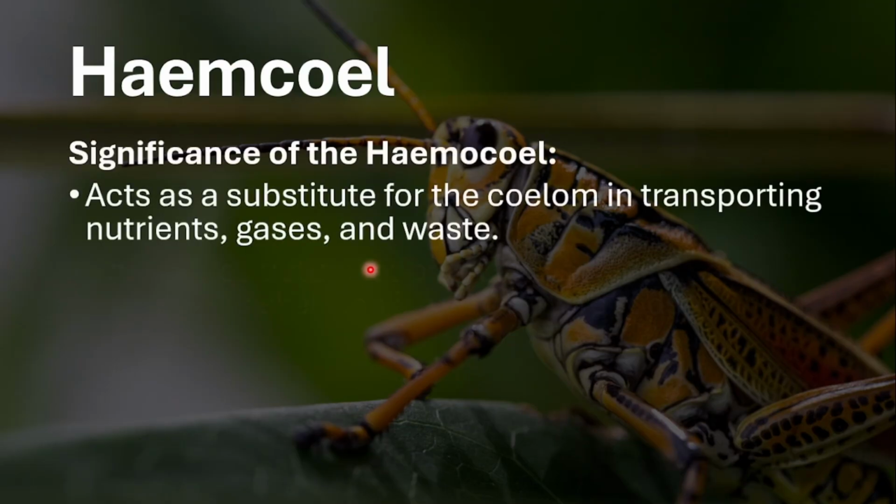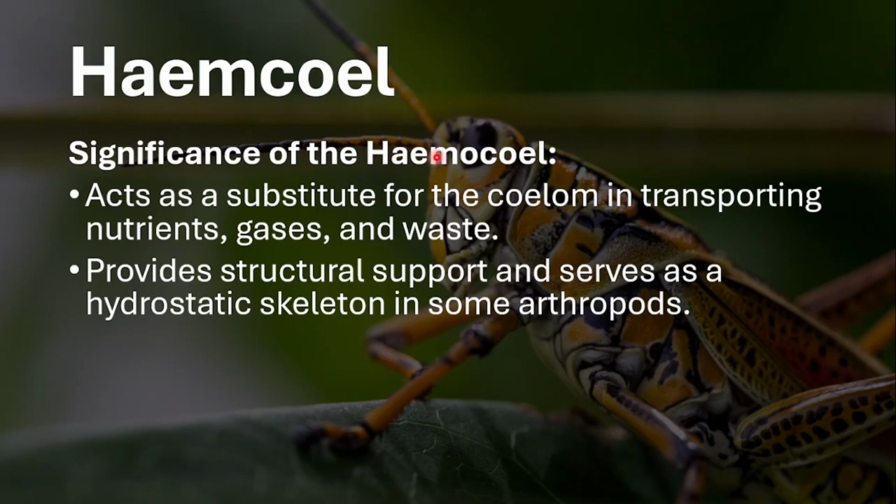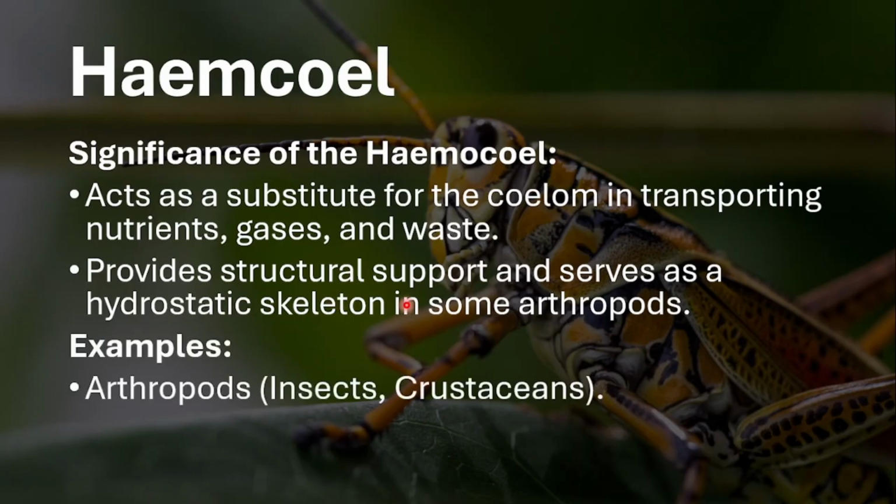All right? What else do we need to know about hemocoel? What's the significance of hemocoel? It acts as a substitute for coelom in transporting nutrients, gases, and wastes. It provides structural support and serves as a hydrostatic skeleton in some arthropods. And examples of hemocoel are going to be insects, crustaceans, and mollusks such as snails and clams.